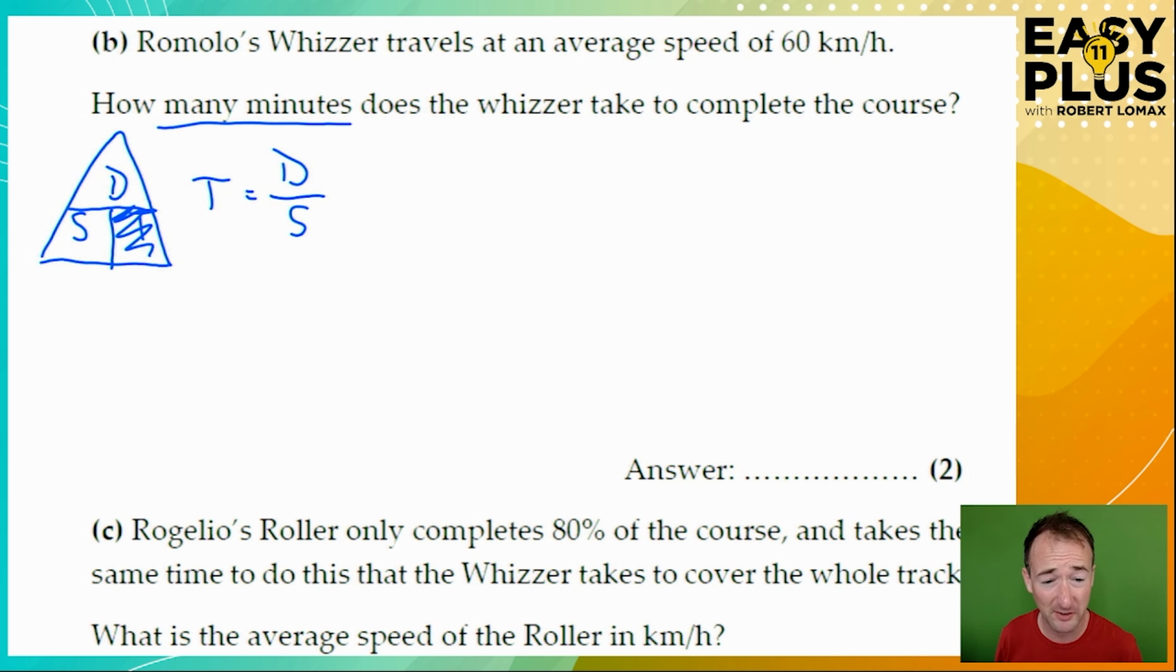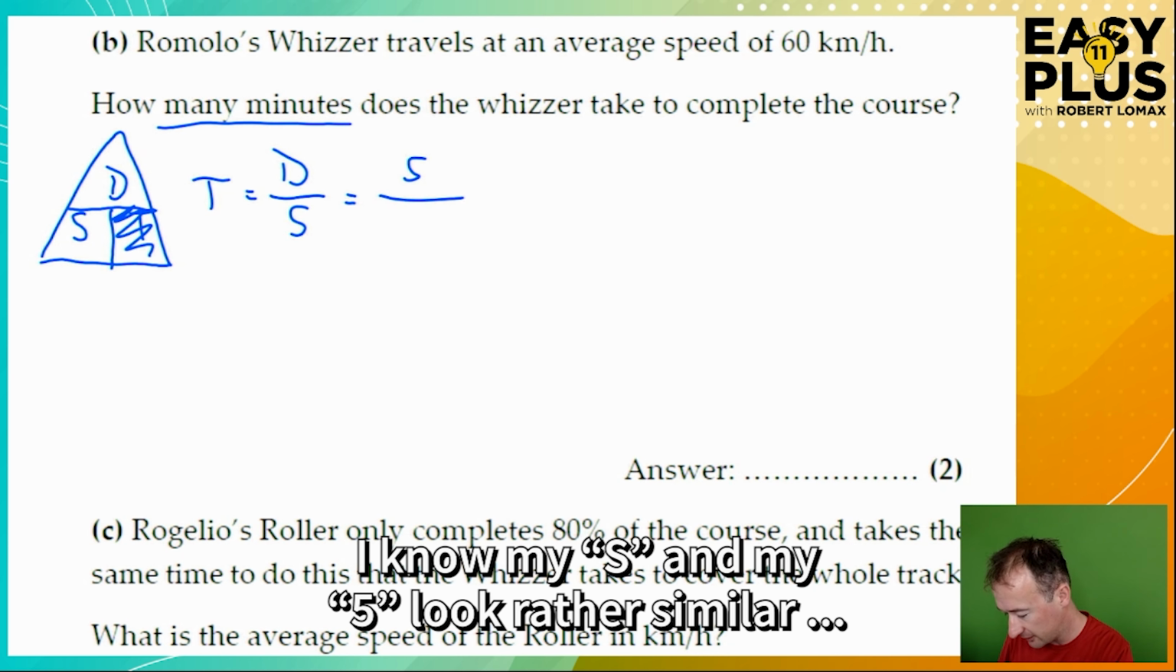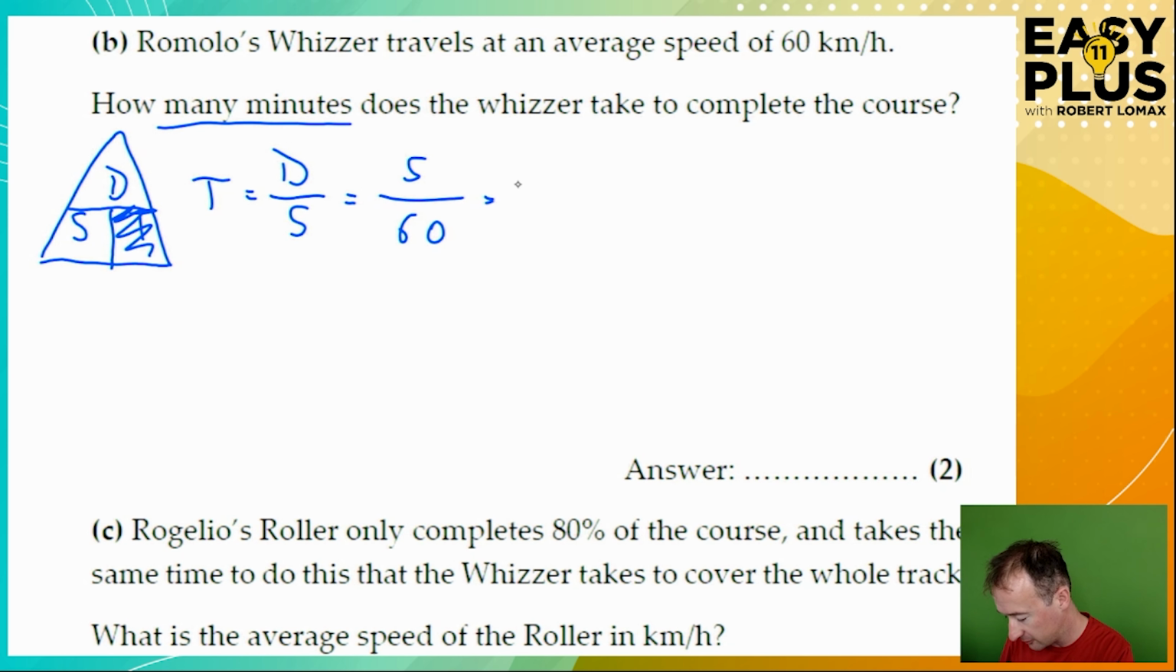Obviously, you don't actually need to scribble it out. You can just put a finger or a thumb over the thing that you're looking for and look at the other letters. Time equals distance divided by speed. We know that the distance is 5 kilometers, and we know that the speed is 60 kilometers per hour. 5/60ths simplifies to a 1/12 of an hour.